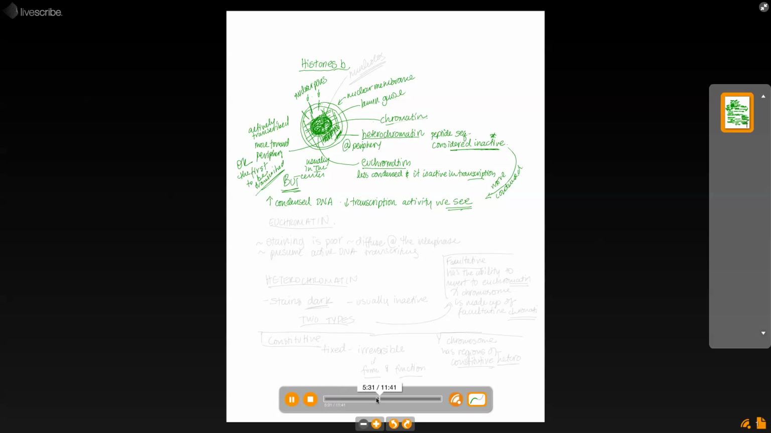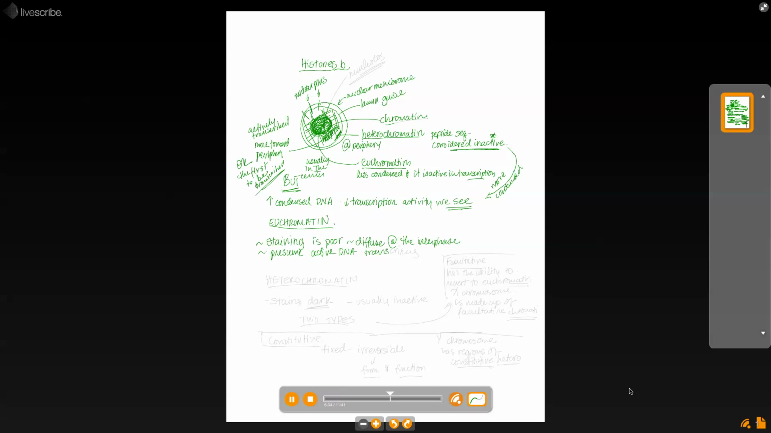Now, here's a little cool niche we should know about euchromatin. Euchromatin facts, okay? When you're staining a chromosome, staining is poor. You can't see much, even though it is thought to contain normally functioning genes. Now, this region of the chromosome is very diffuse during the interphase, and it's usually considered active. So it's diffuse at the interphase, okay? And what else? Presumably, we presume active DNA transcribing.